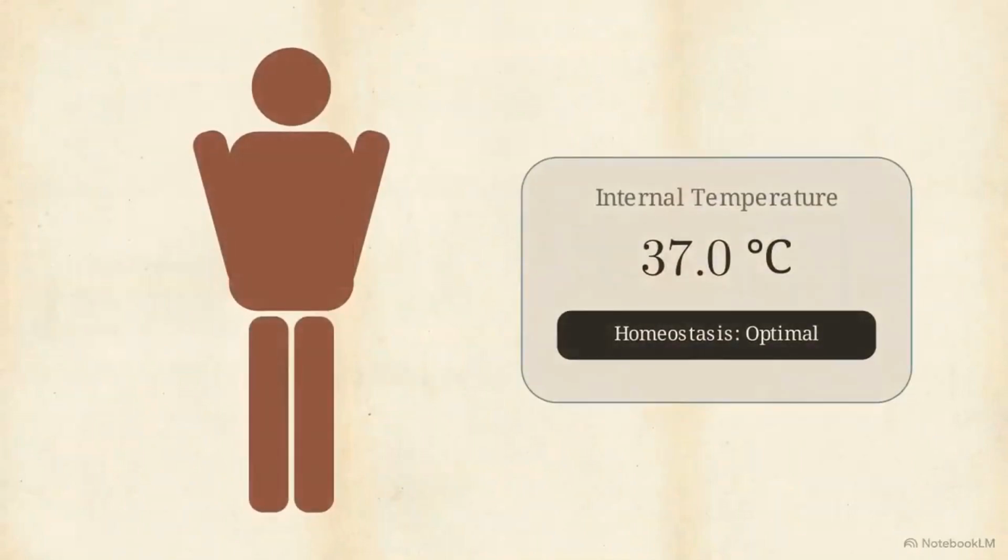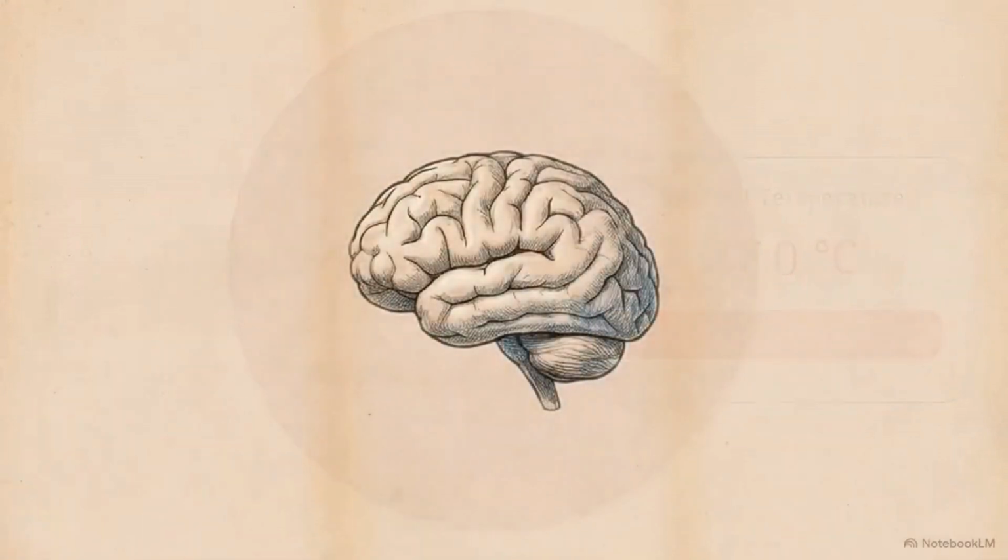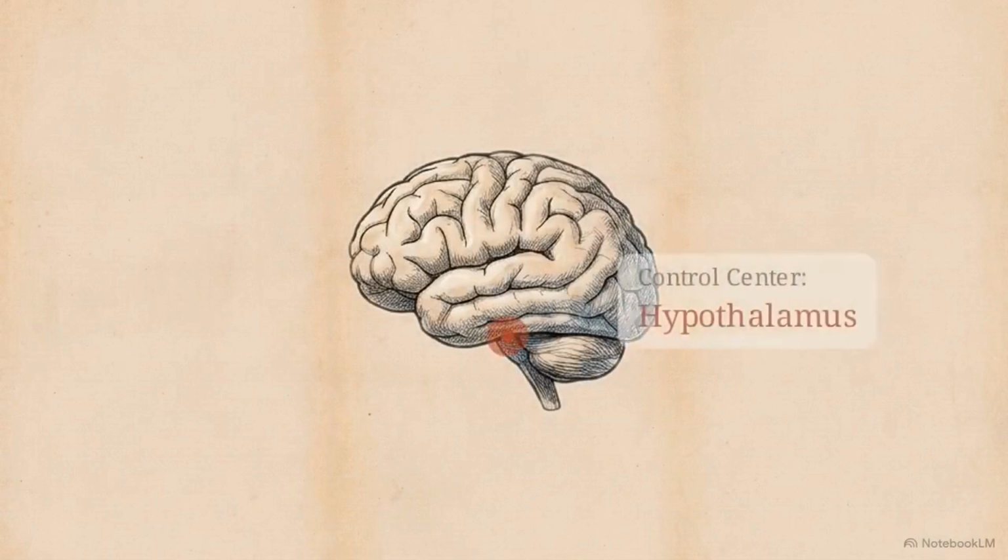Thermoregulation provides the clearest example of this mechanic. The human body functions optimally at a strict set point of approximately 37 degrees Celsius. If the external environment pushes internal heat above 37.2 degrees, the receptor phase begins. Temperature sensors located in the skin and brain detect the variance and fire signals.